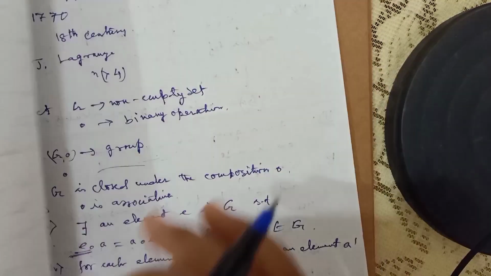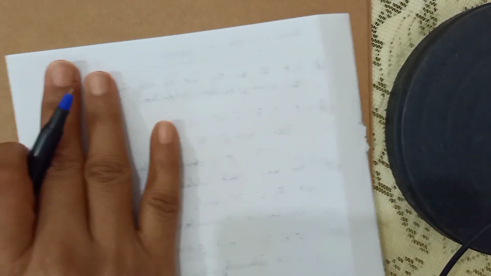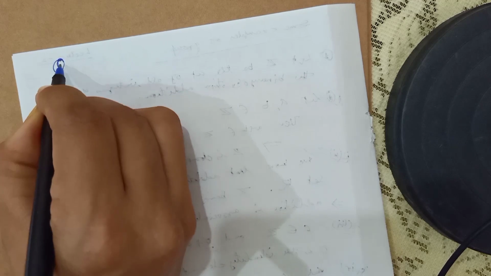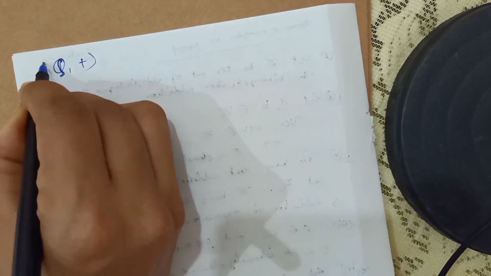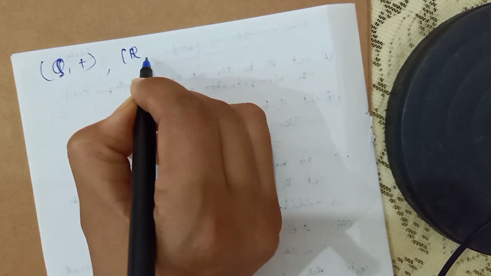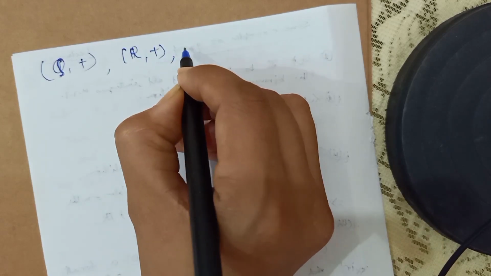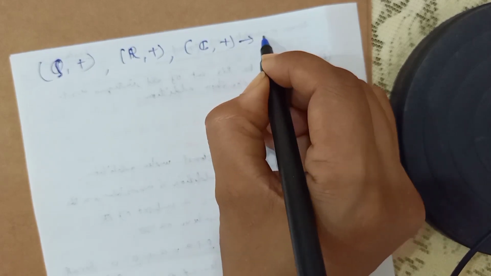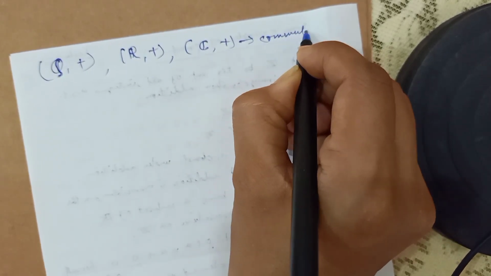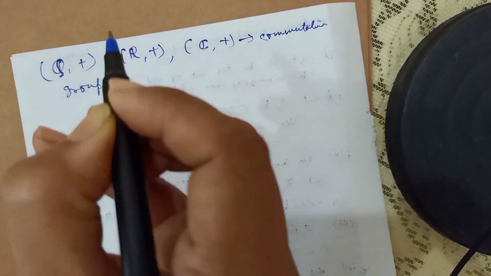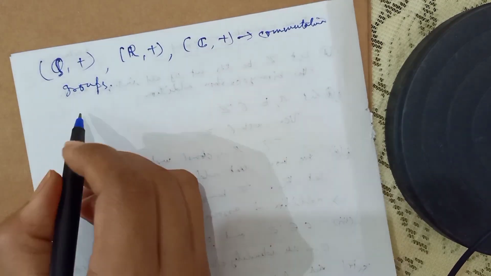So from these relations, similarly we can easily prove that Q, the set of rational numbers with respect to addition, the set of all real numbers R with respect to addition, and the set of all complex numbers with respect to addition, all are commutative groups. Okay, commutative groups.